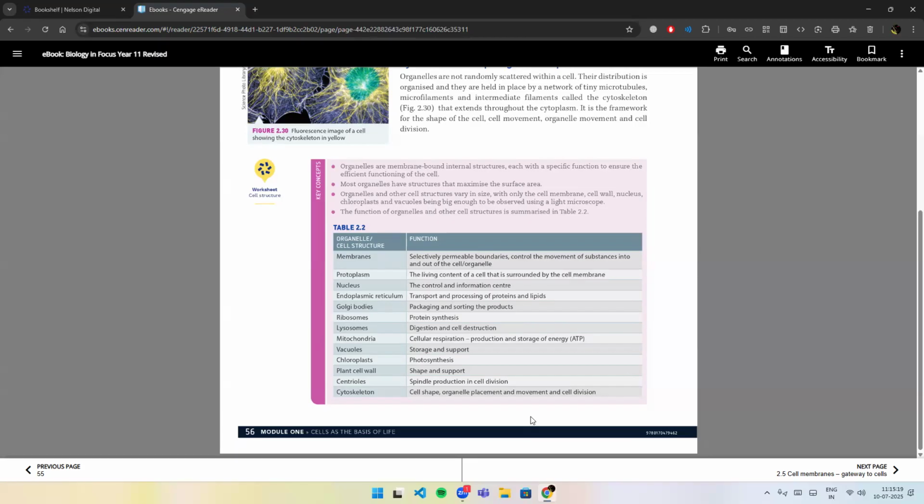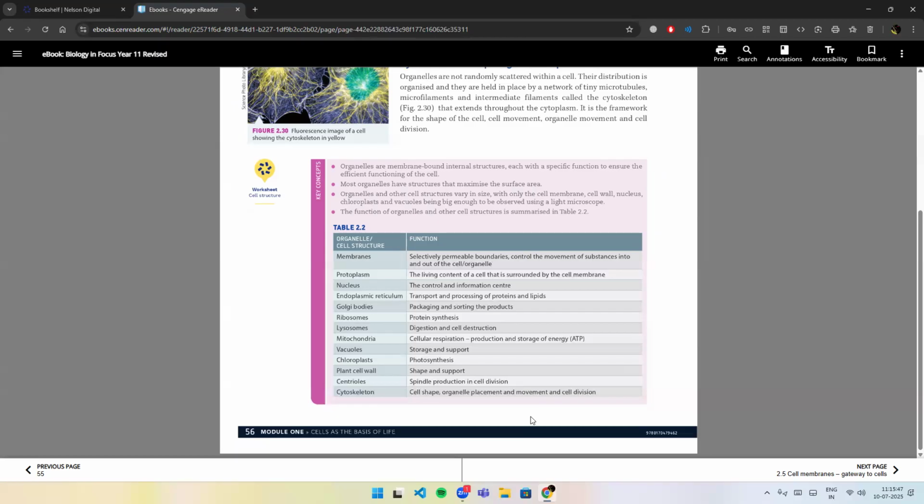Membranes, selectively permeable boundaries, control the movement of substances into and out of the cell or organelle. Protoplasm, the living content of a cell that is surrounded by the cell membrane. Nucleus, the control and information center. Endoplasmic reticulum, transport and processing of proteins and lipids. Golgi bodies, packaging and sorting the products. Ribosomes, protein synthesis. Lysosomes, digestion and cell destruction.